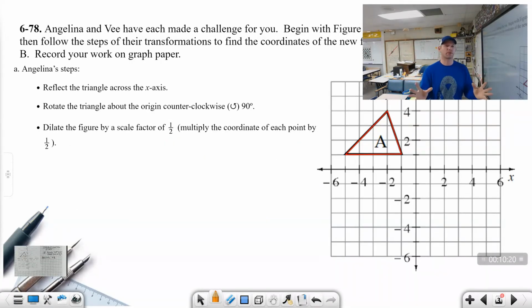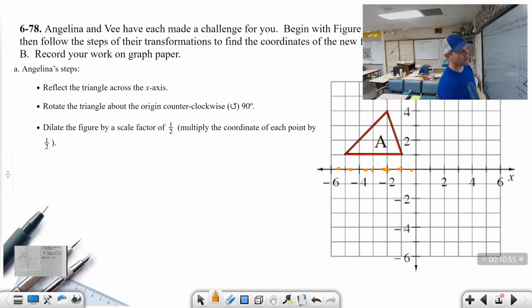Okay, our primary work for today are 3 different problems that are taking you through similar situations, okay? So Angelina and V have made a challenge for you. Begin with figure A, follow these steps. You have Angelina's steps. I'm going to help you with Angelina and you're going to do V. And then we're going to follow these steps and see where it lands, okay?